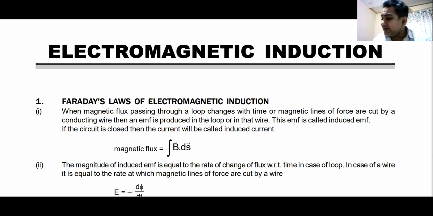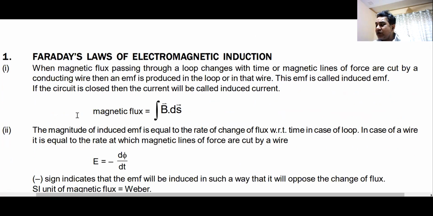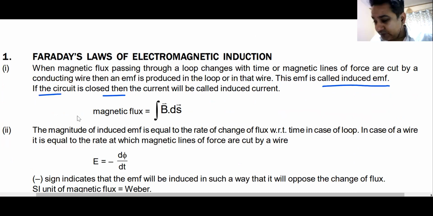You all know this. Can I have some raise hand that we know this, sir? Okay. So I'll just quickly go through it and summarize the main points. Faraday's law of electromagnetic induction: whenever magnetic flux passing through a loop changes with time, or magnetic lines of force are cut by a conducting wire, then an EMF is produced in the wire of the loop. This EMF is known as induced EMF. If the circuit is closed, remember, this is a very important line here.